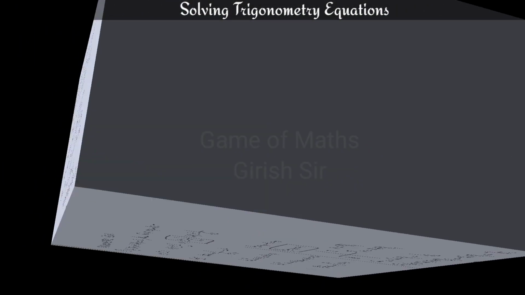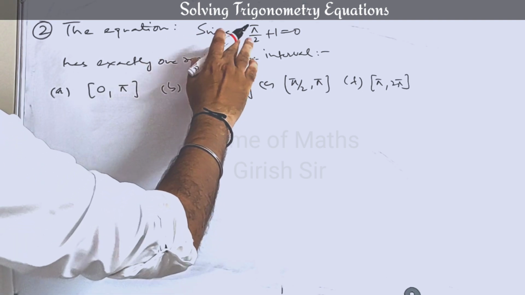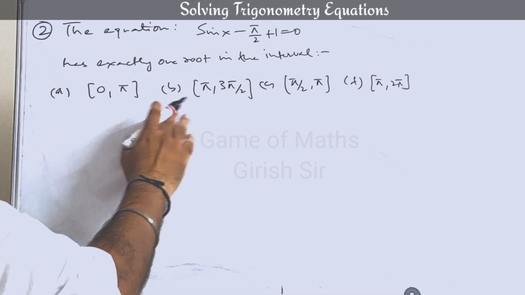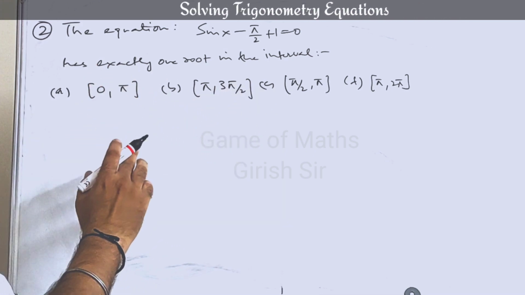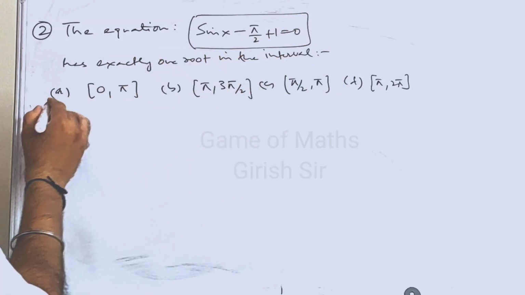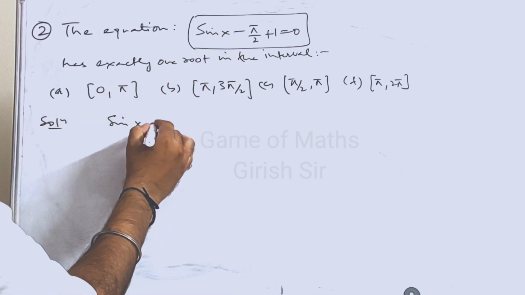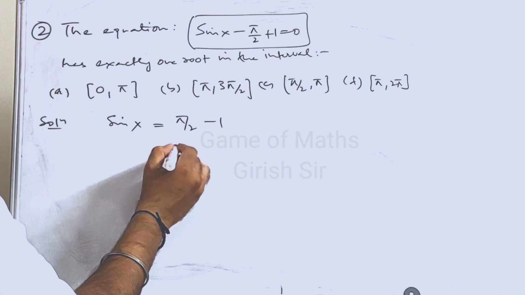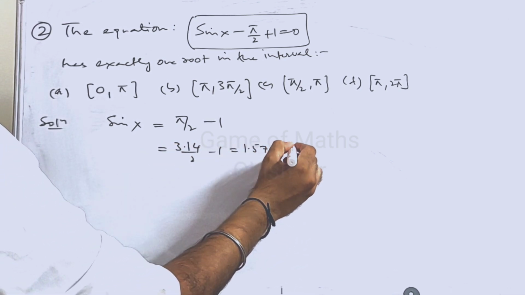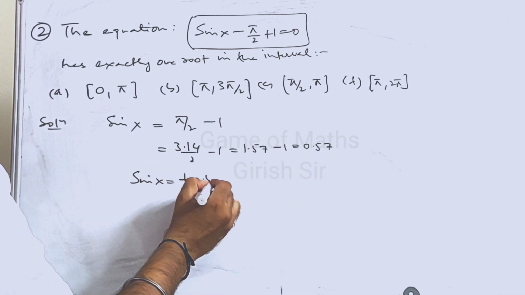We'll now try another question. Now second question. The given equation is sin x minus pi by 2 plus 1 equal to 0. And we have to answer in which of these intervals exactly one root would be there. Exactly one solution would be there in which of these intervals for this equation. Let's solve. I can rewrite this equation as sin x equal to pi by 2 minus 1. Put the value of pi. This is what you get. Sin x is equal to plus 0.57.